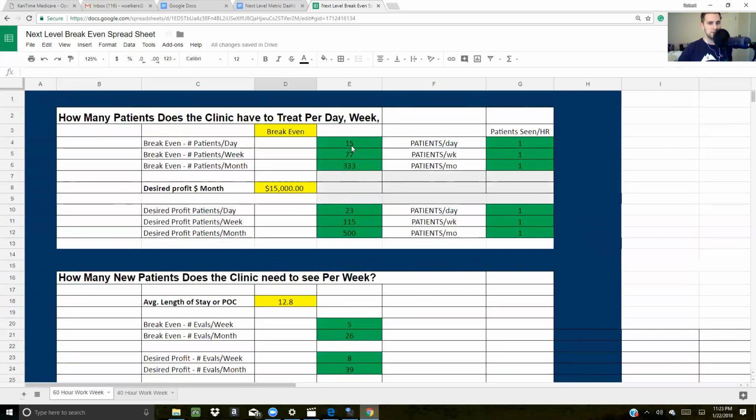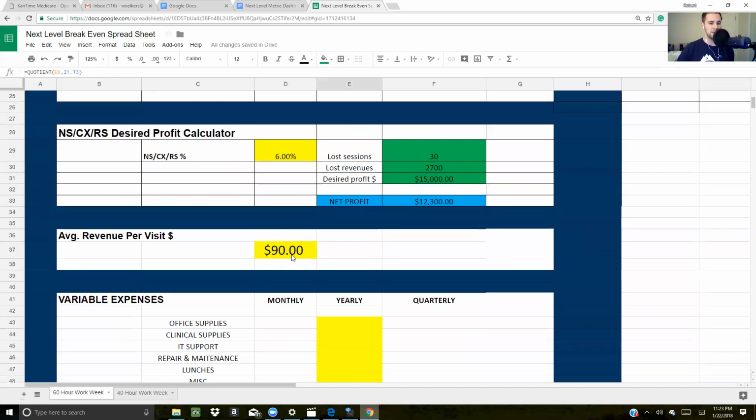So, an extra $10 reimbursement. I got to see 2 extra patients per day. 2 times 5 days working, that's an extra 10 patients per week in order to get my numbers. And as you can see, some of the other numbers went up. So that's how I manipulate these things.